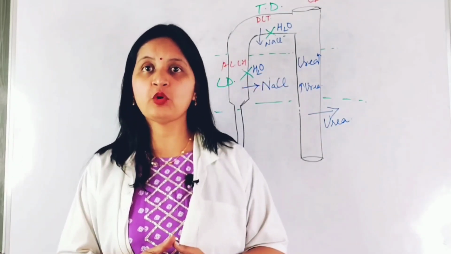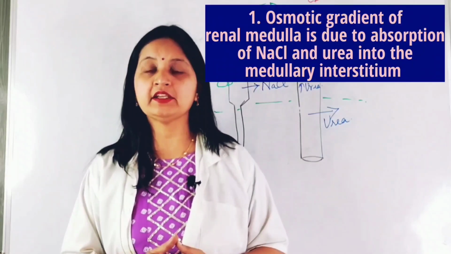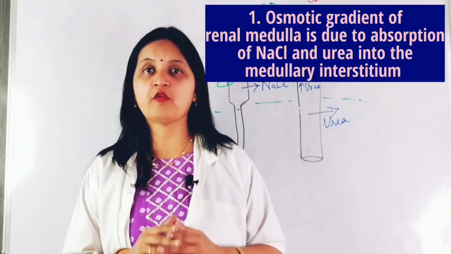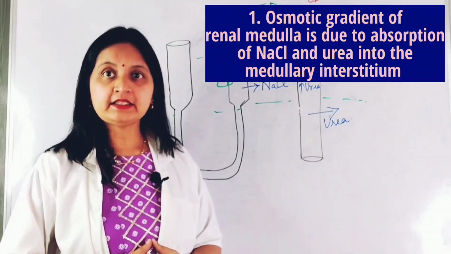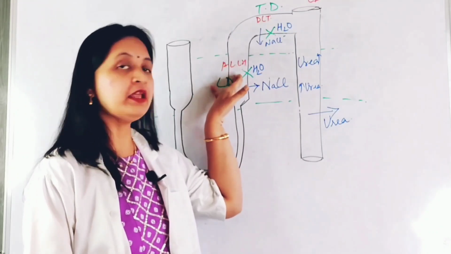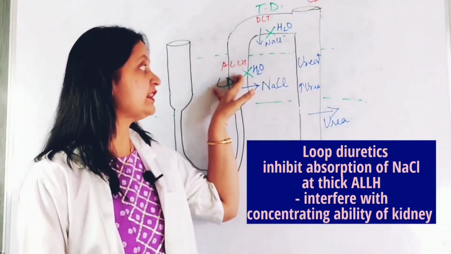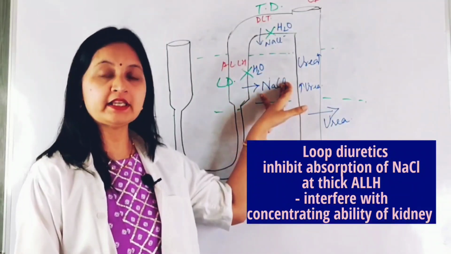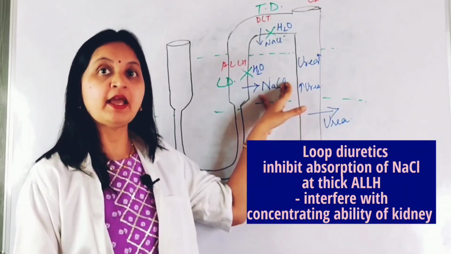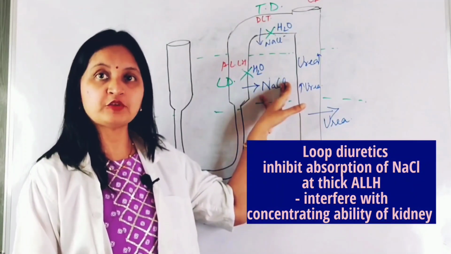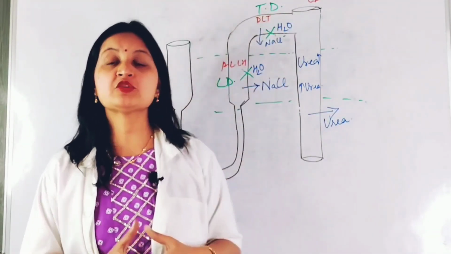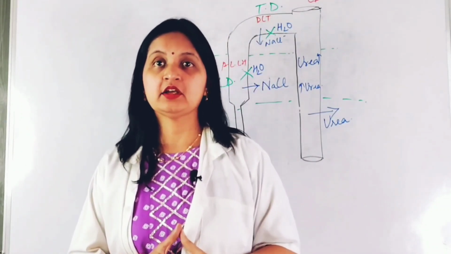So the reabsorption of sodium chloride and urea into the medullary interstitium creates an osmotic gradient that contributes to concentration of urine. The loop diuretics and the thiazide diuretics have different sites of action. The loop diuretics act on the thick ascending limb of loop of Henle, where they inhibit the reabsorption of sodium chloride into the interstitium, thus decreasing the concentration of sodium and chloride in the interstitium and interfering with concentration of urine. But the thiazide diuretic acts on the distal convoluted tubule, which plays no role in concentrating urine.